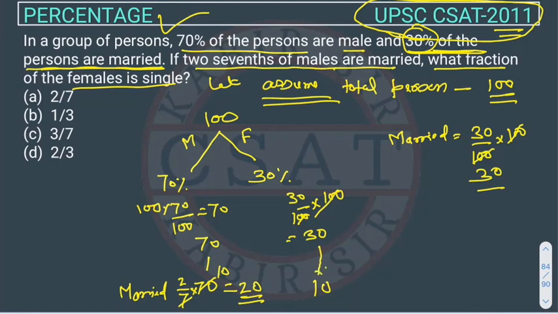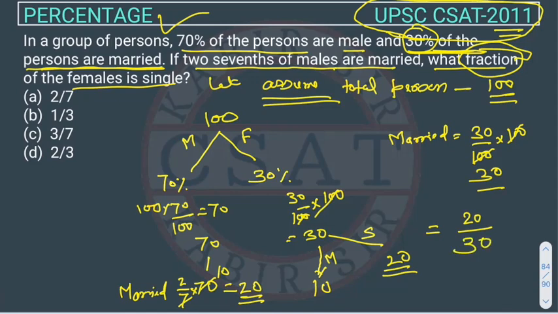If 10 females are married, how many single females are there? The single females are 30 minus 10. It will be 20. They are single, they are married, right? So now the question is asking the fraction of the female that is single. How many females are single? 20. And what is the total number of females? 30. This 0 will cut this 0. So the ratio is 2/3. So this is our answer.